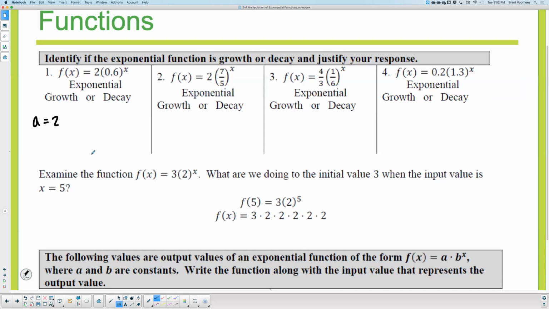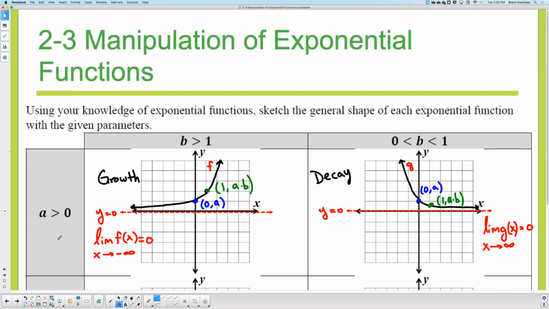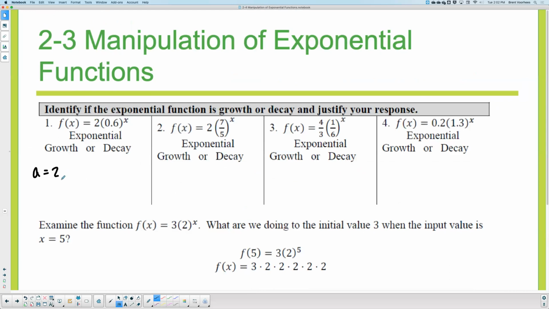Now, if you look back on the cheat sheet, you're supposed to determine if A is greater than 0 or less than 0. Is 2 greater than 0 or less than 0? Okay, now tell me about my base. 1 is less than 0. Okay, so this time put your base a little bit to the right, not quite centered, and I'll show you why. Our base is equal to 0.6.